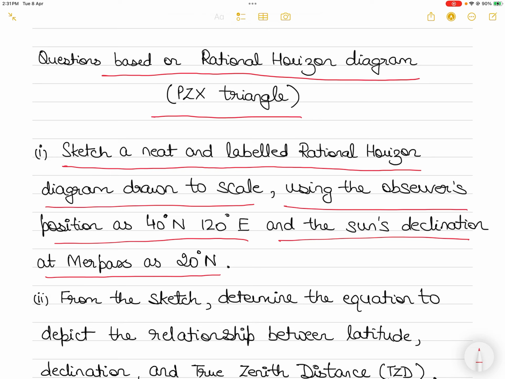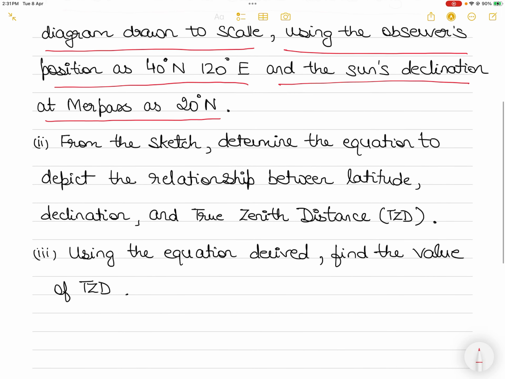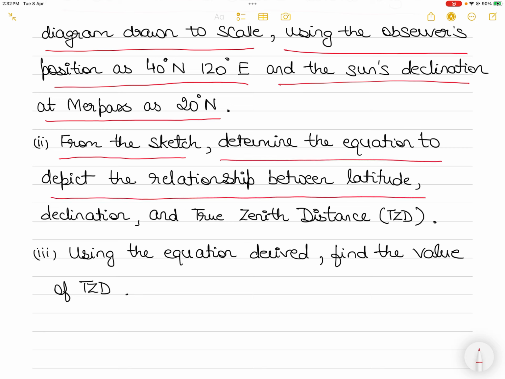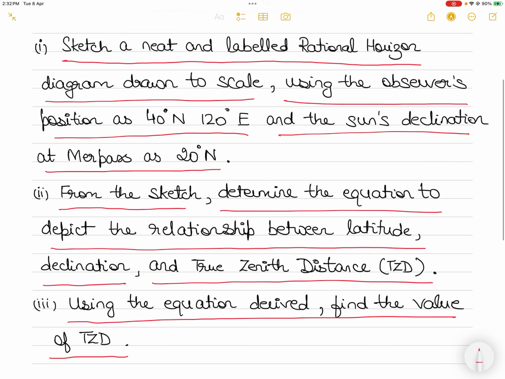This is the first part, where you have to sketch a neat and labeled rational horizon diagram to scale, of course, using the observer's position as 40 degrees north, 120 degrees east, and the sun's declination at meridian passage as 20 degrees north. The second part says that from the sketch you have to determine the equation to depict the relationship between latitude, declination, and the true zenith distance, or TZD. And the third part says that using the equation derived, you have to find the value of the true zenith distance, or TZD.